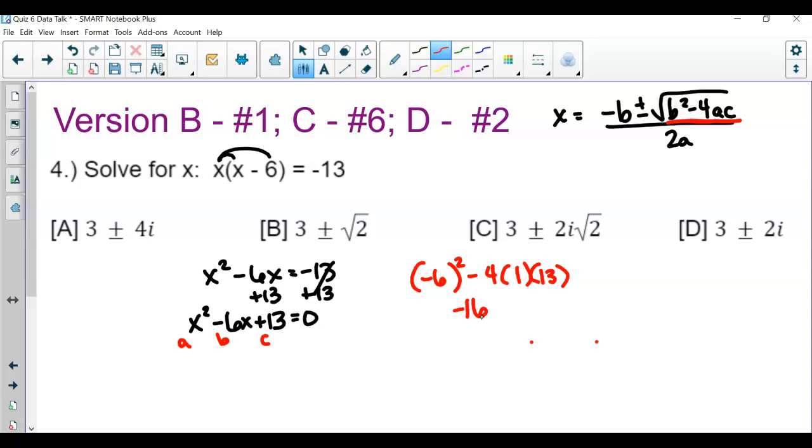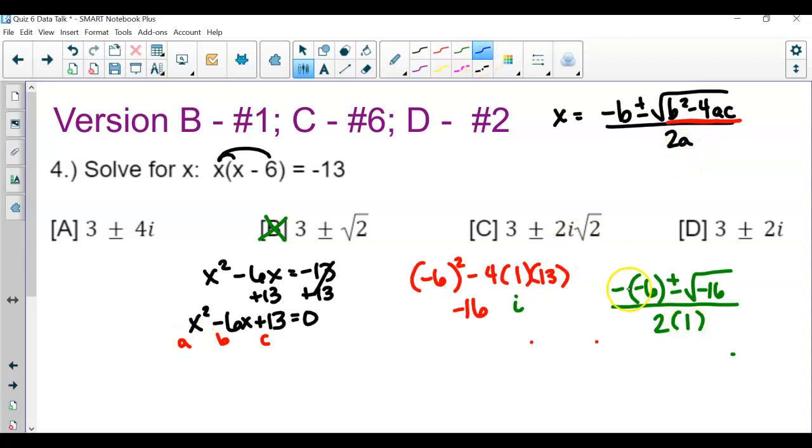Now, remember, a discriminant that's negative meant you had two imaginary solutions. So we're going to have i. I'm not going to choose B because B doesn't have i in my answer. Now I'm going to continue and set up what x is equal to. So negative b, which is negative 6, plus or minus. Well, now what's going to go inside of the radical? My discriminant, negative 16, over 2 times a, which is again 1.